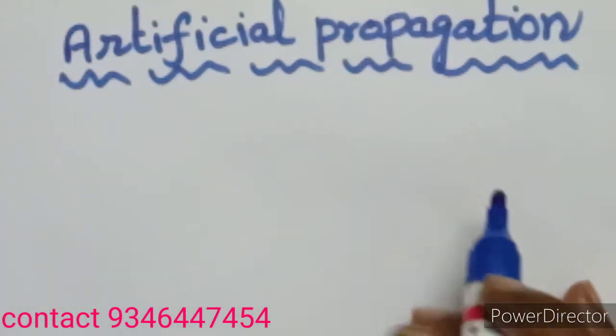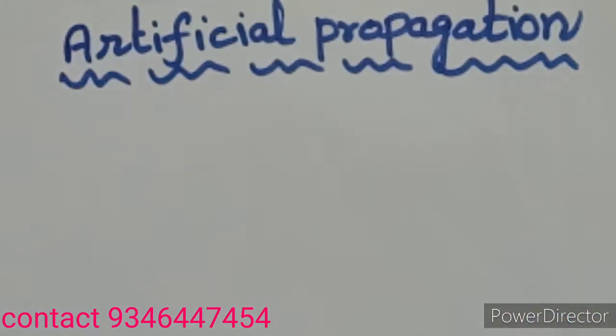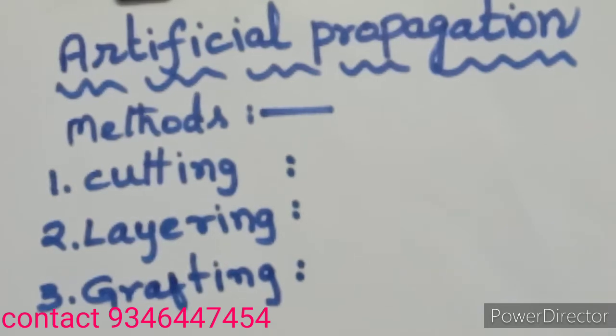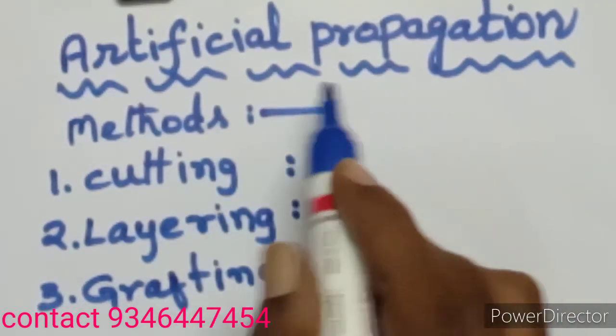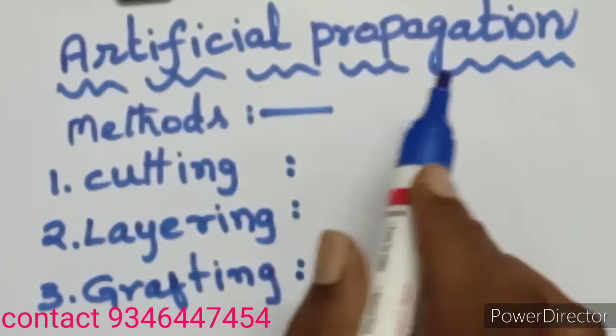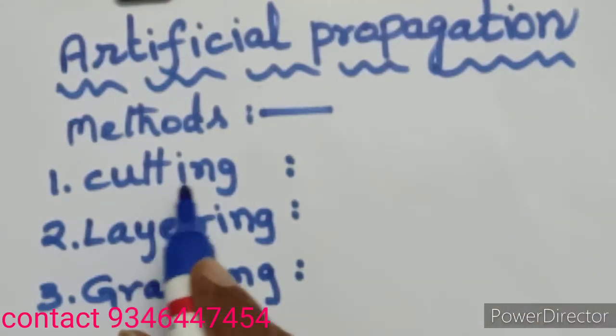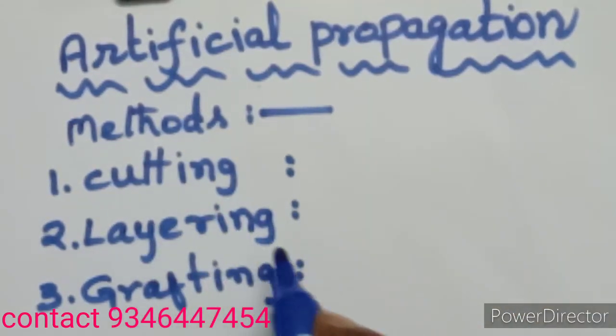Then how? There are some methods. There are three methods available to conduct artificial propagation. The first method is called the cutting method. The second method is called layering. The third method is called grafting.